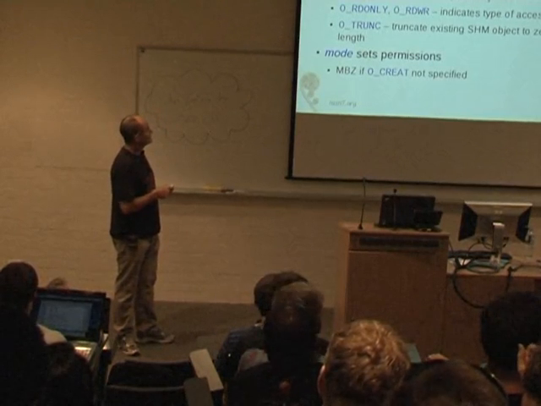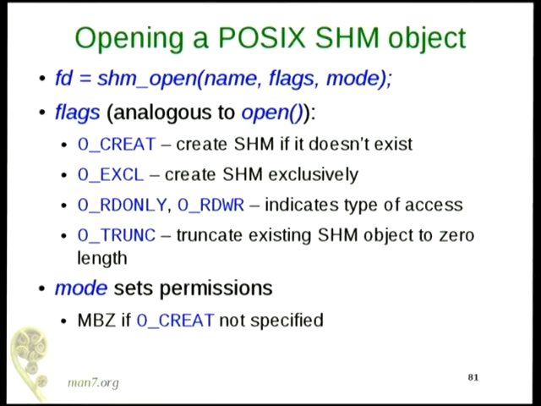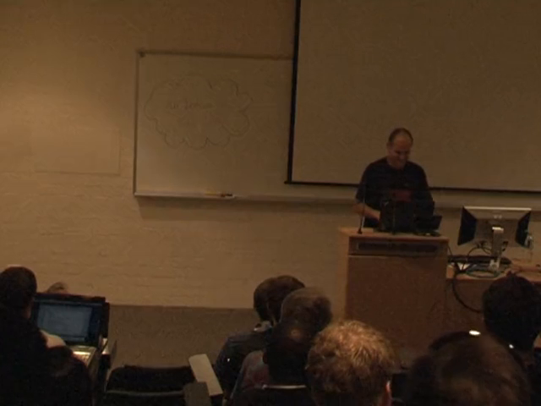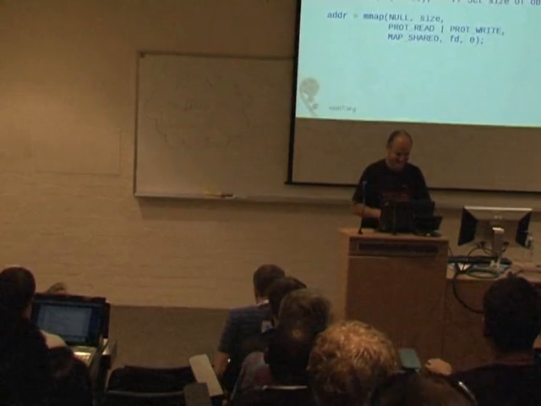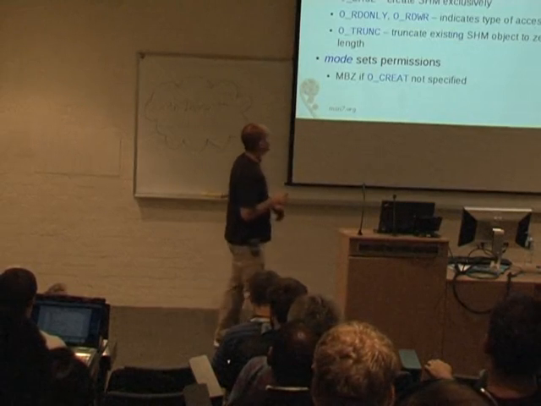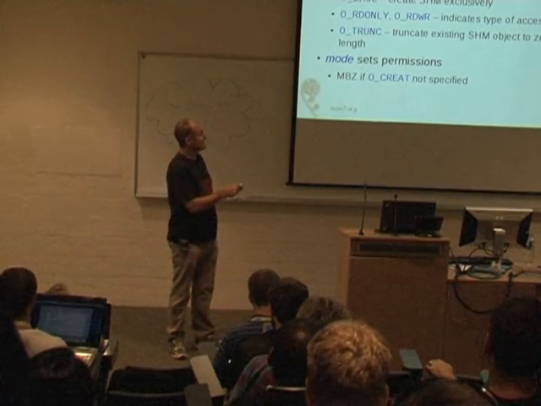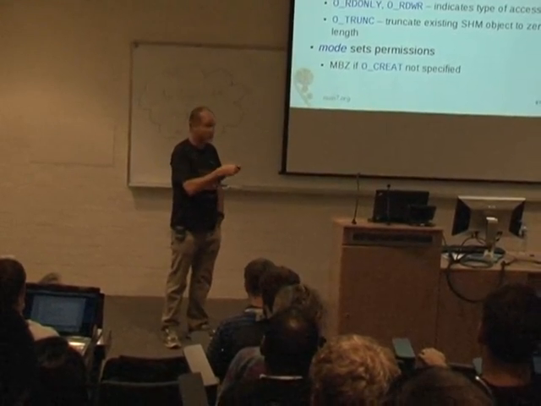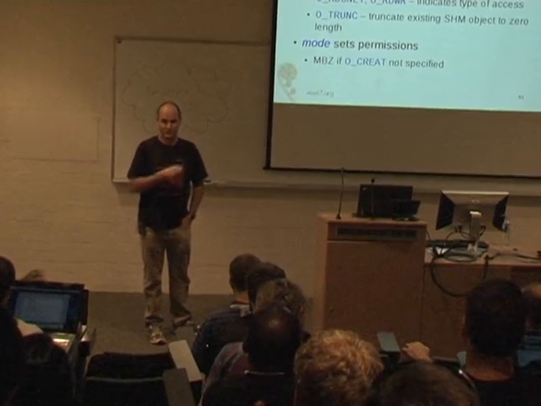The flags, most of them look pretty familiar. Create the object if it doesn't exist, make it an exclusive create. Do I want to have this mapping for read-only access or for reading and writing? And if it's an existing object, I can truncate it to 0 length. And I can set the permissions. Unlike the open system call, this argument is always required. But if you're not creating a new object, you must specify mode as 0, but you can't omit it.